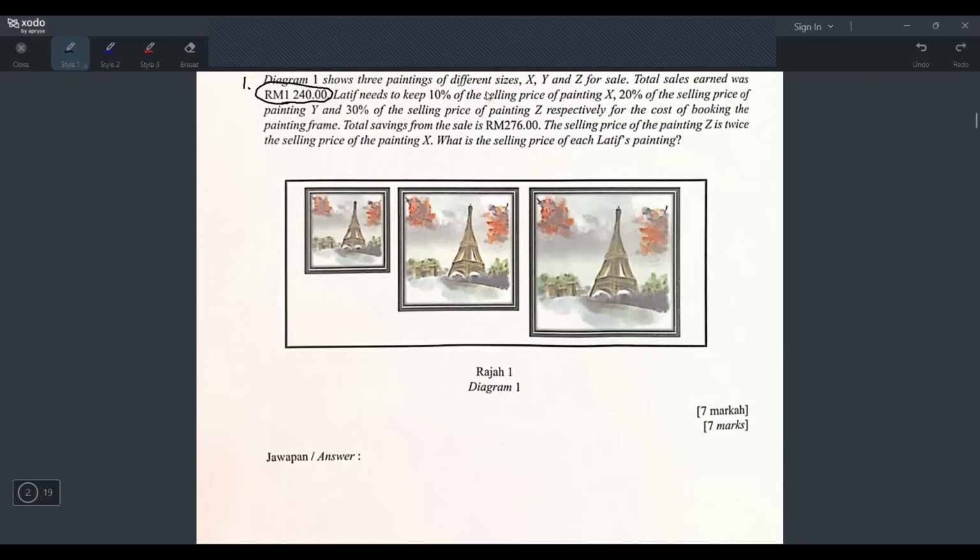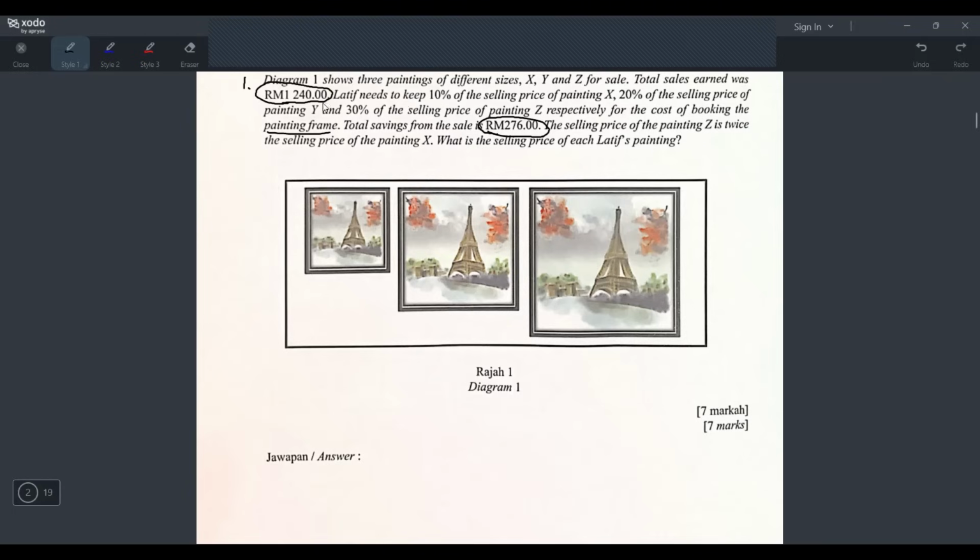Latif needs to keep 10% of the selling price of painting X, 20% of the selling price of painting Y, and 30% of the selling price of painting Z, respectively, for the cost of making the painting frame. So you have to save some money from the selling price because you want to pay for the frame. The total savings from the sale is 276. The selling price of painting Z is twice the selling price of painting X. What is the selling price of each of Latif's paintings?